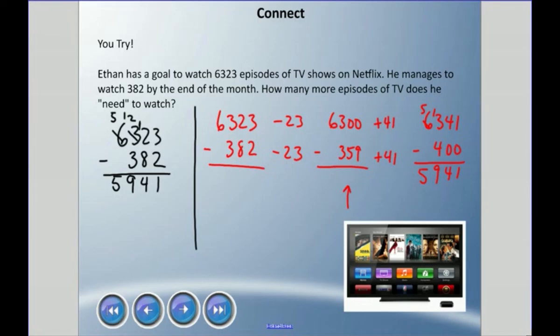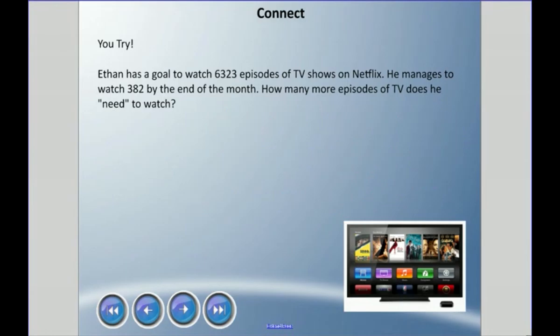Now we got to do some estimating here. So let's say 6,000 minus 400, something like that, and that will get us about 5,600, and that's pretty reasonable. That's okay. All right, so let's try the third strategy.